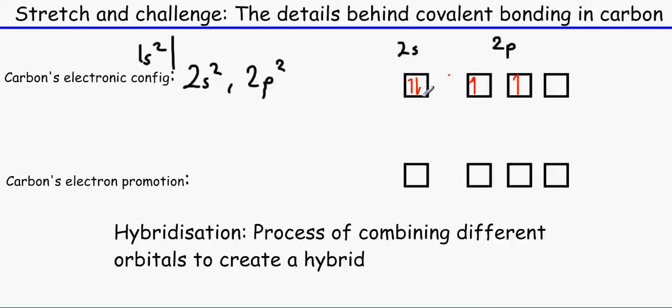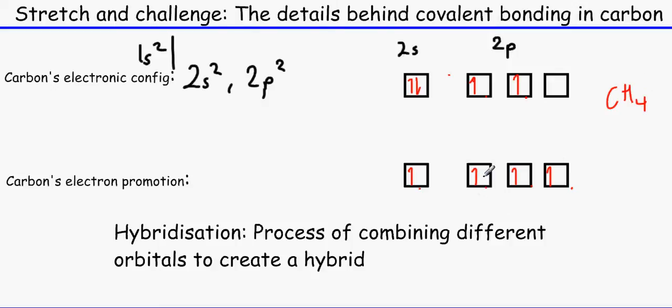1, 2, 3. Now we've got 4 opportunities for stuff to bond to it. Over here we only had 2, but now we've got 4 opportunities to do so. So let's say for example we have CH4. We've got a hydrogen electron bonding over here, bonding over here, bonding over here, bonding over here. So that's how we get CH4. Without this, we can only have CH2.